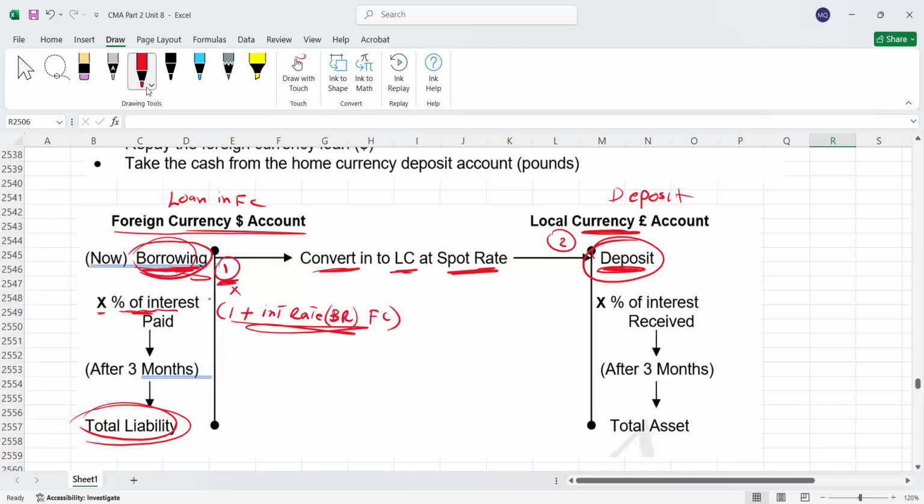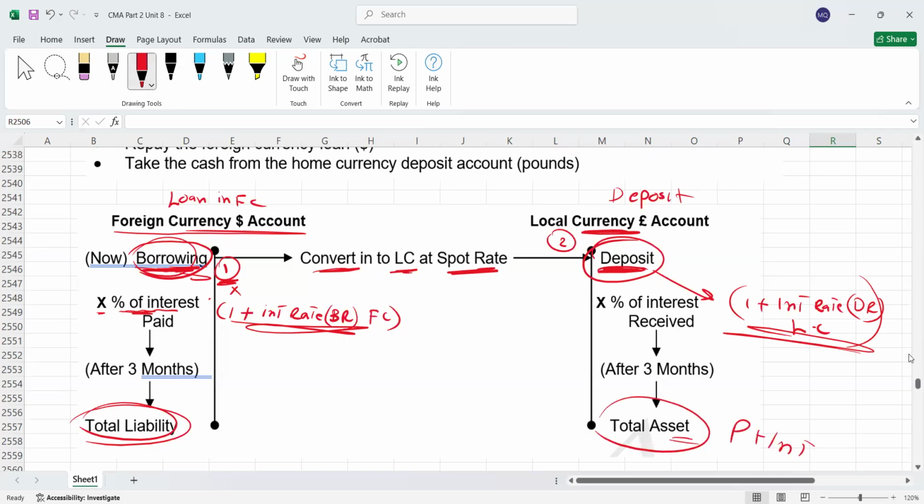So now this deposit I will multiply with what? I will multiply with 1 plus interest rate. Which rate? Deposit rate, of which currency? Of local currency. If I just multiply the deposited value with this formula, this will give you total assets, and these assets include principal plus interest. So this is how money market hedge will work.